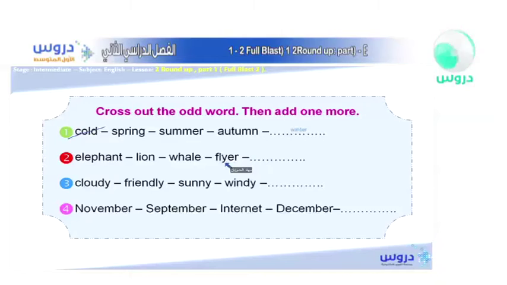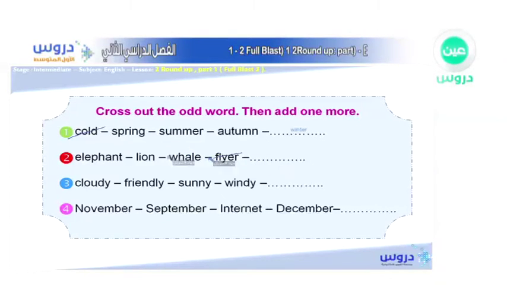Okay, and then we have the word flyer. We have spoken about it and we said it's a piece of paper with an advertisement that you send or hand out to people. So which one of these is the odd word? Well, elephant, lion, whale, all of them are names of animals, so all of these words are suitable to each other. However, the word flyer, which is a piece of paper, is not one of these groups. So we have to cross the word flyer out.